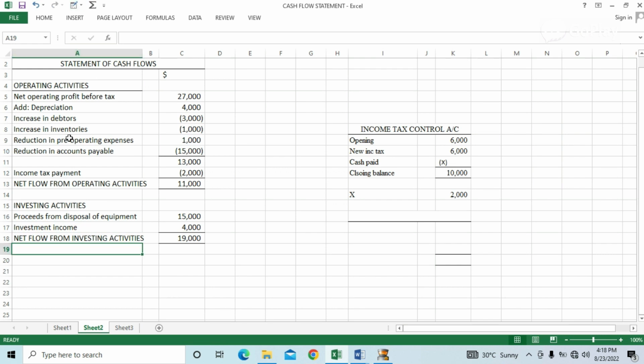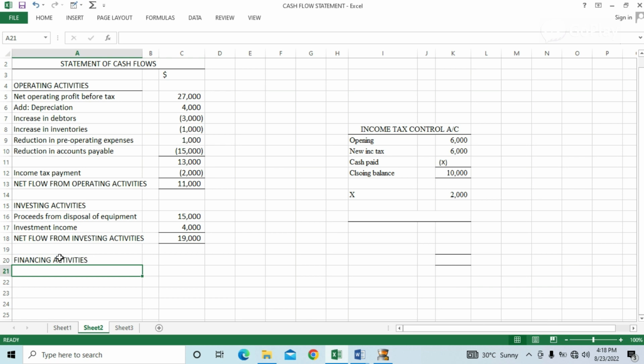Yeah, so what is left now is the last segment, which is the financing activities. So we are looking at financing activities, whether the firm has taken loan, whether they have paid dividend, or whether the organization has received additional capital from its owners. So where will we find the financing activities? The financing activities are under the capital and long-term liabilities.